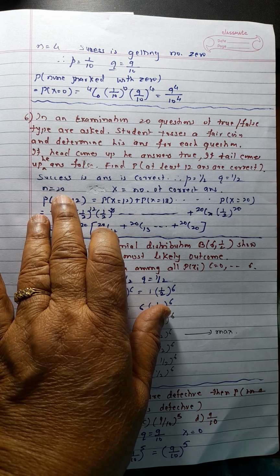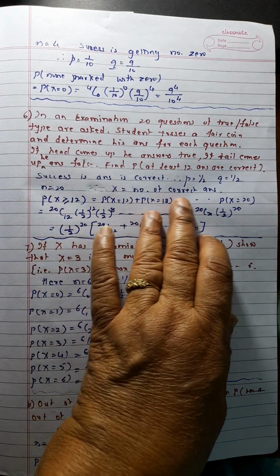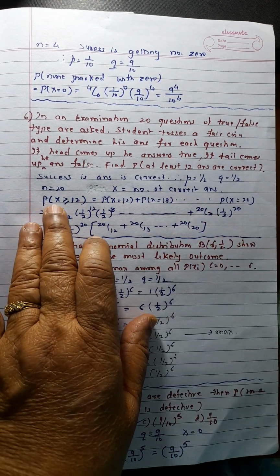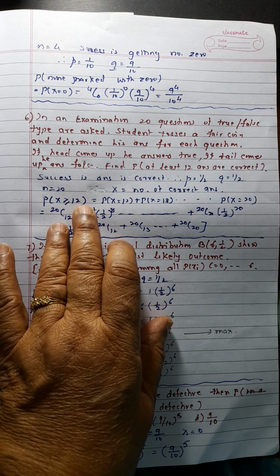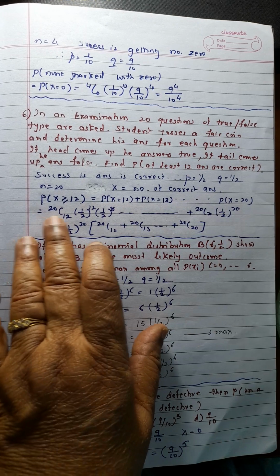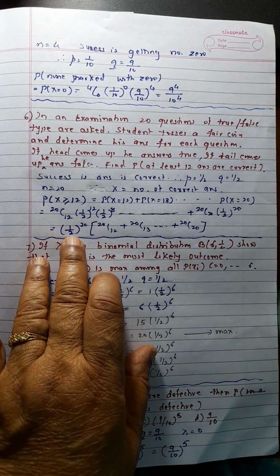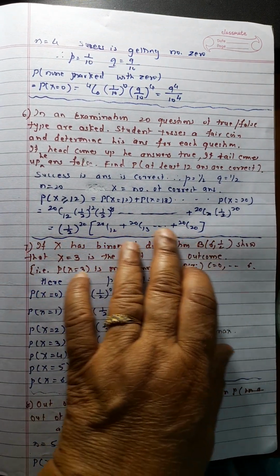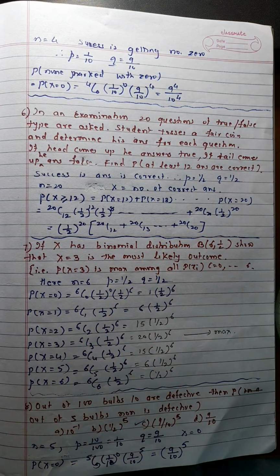And n is 20, as 20 questions are there. X equals the number of correct answers. So the probability x greater than or equal to 12 will be the probability that x equals 12, 13 till 20. You take this common and write the answer as it is. Don't try to simplify. It will be a waste of time.